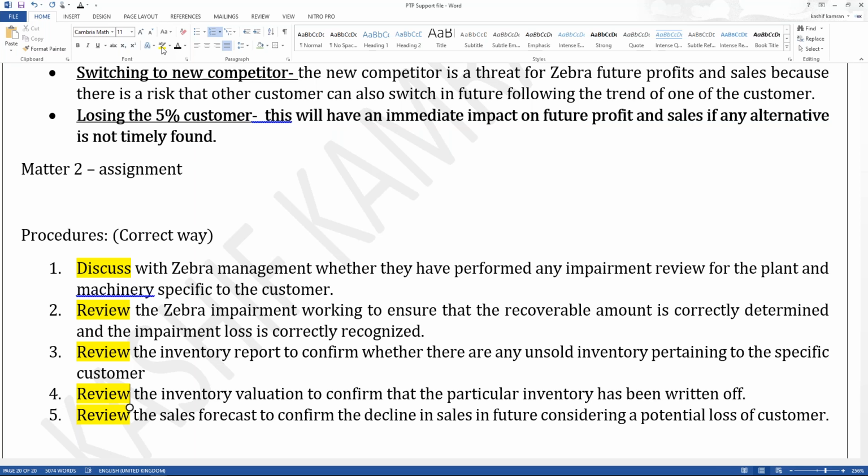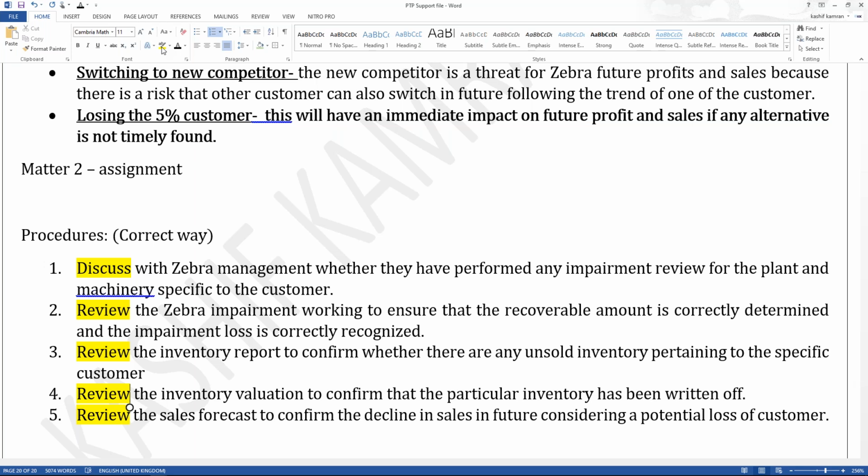Yes, exactly. I have covered that in my previous webinar: ASP, action, source, purpose. Your procedure should have an action and your procedure should have a purpose for it to be good. So if you are writing a procedure in the exam paper which does not have a purpose, it's useless. If you are writing a procedure in the exam paper which does not have an action, like discuss, like review, like recalculate, it's useless.